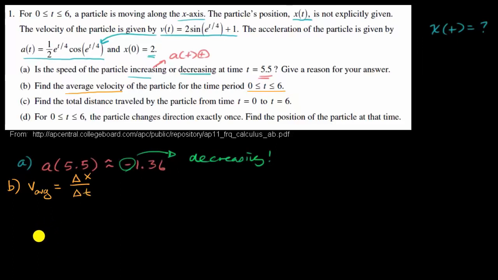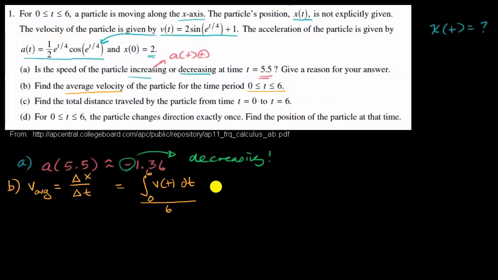Well, what is our change in position going to be? Well, they don't give us our position function, but they do give us our velocity function. And so to figure out the average velocity, we could figure out our displacement, which is going to be equal to the integral of our velocity, the integral of v of t dt. And we want to find the average velocity for this time period. So we're going to go t equals 0 to t equals 6. And then we're going to divide that by the amount of time that goes by. Well, our change in time is going to be equal to 6.